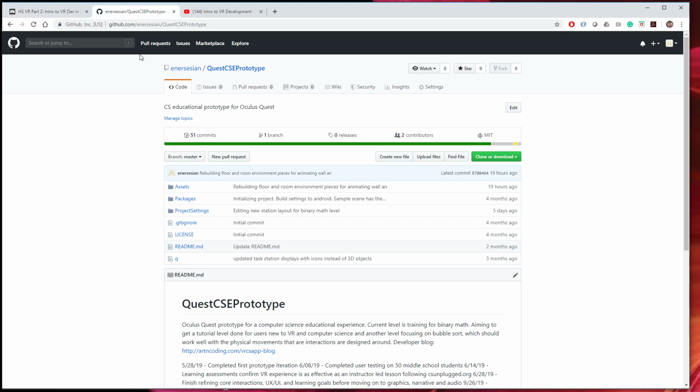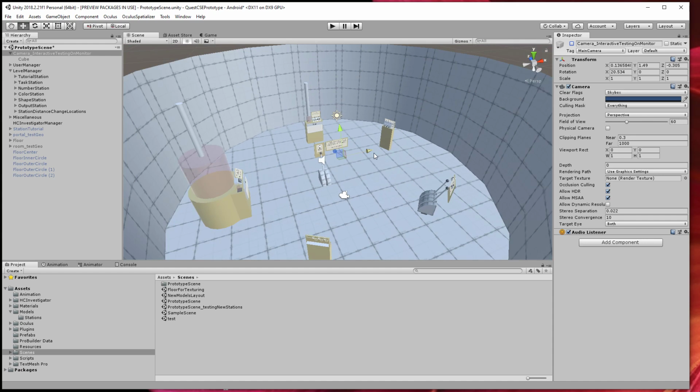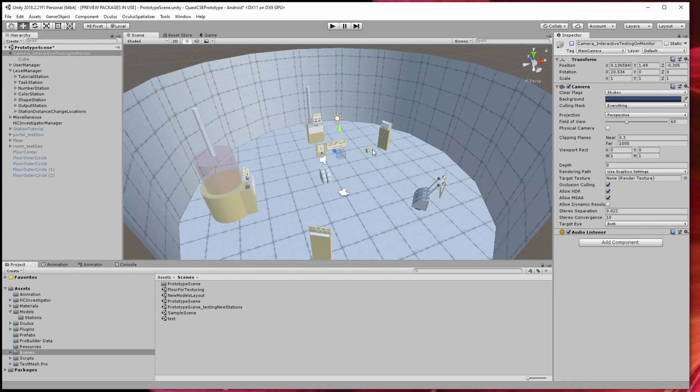So the code base is going to be here, GitHub. This is this kind of CS app that we're making for the Quest. Right now level one is binary math, teaching binary math to middle school, high school students, and then level two will move to some type of sorting algorithm. But I thought that this was a good project to look at because what you're currently seeing right here in Unity is a low fidelity prototype.